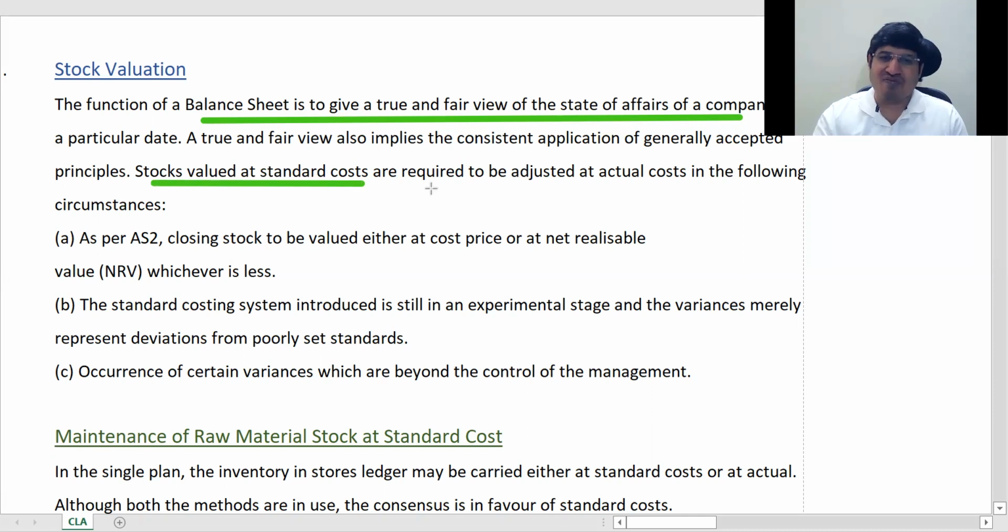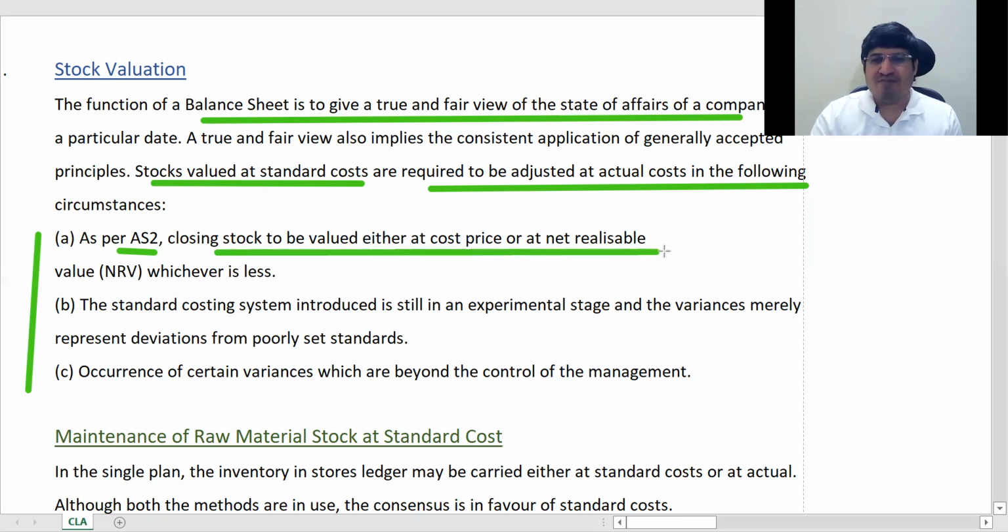So you are required to adjust that in the balance sheet in the below 3 circumstances. First is as per AS2 valuation of inventories, accounting standard 2, closing stock is to be valued either at cost price or net realizable value, NRV, or in general you can say market value. Closing stock is to be valued at cost price or NRV, whichever is less. So in this case, if the lesser one is NRV, then you will have to replace that in the balance sheet from your standard cost value.